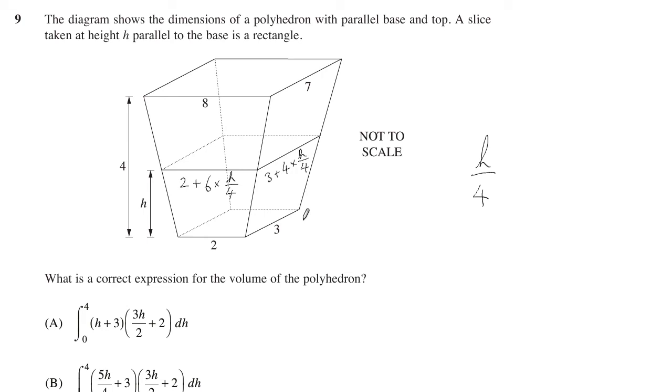So to make sure, you plug in h equals 0 and you get 2, so that's good. And plug in h equals 4 and you get 8, so that works, and the same thing for that. And then you just need to simplify these, so that's 3 plus h, and that's 2 plus 3h on 2, or 3h on 2 plus 2, so that's that, and that's that, so A is the correct answer.